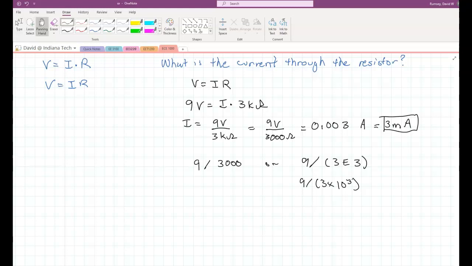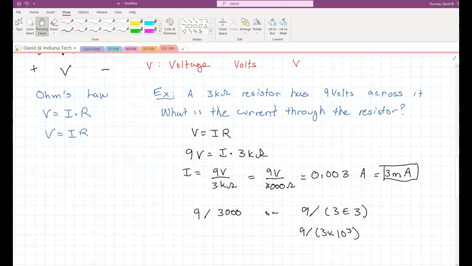Now, I'm not going to do an example for every single type, because hopefully we can all see that I could change this example and say a resistor has 9 volts across it and 3 milliamps going through it, and then ask for the resistance. And similarly, I could also give you a current and a resistance and ask for the voltage. But I'm not going to go through all those specific cases.